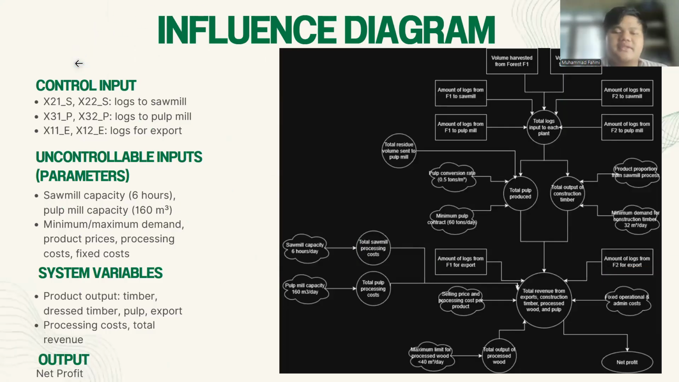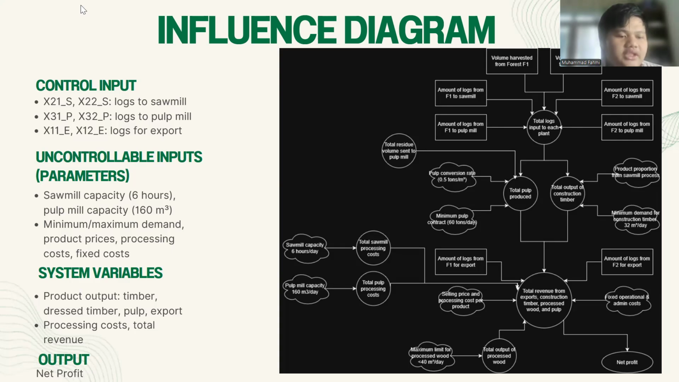So this is the influence diagram that we have come up with. As you can see in the picture of the diagram, the bottom right has the output net profit, and it is connected directly to total revenue from exports, construction timber, processed wood, and pulp. On the left of the slide, the control inputs are X21S and X22S, meaning the logs to sawmill, and similar variables for pulp mill and for export.